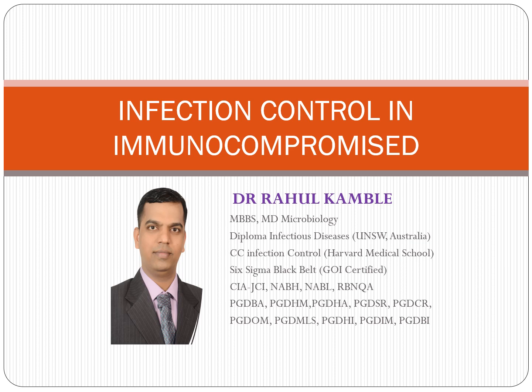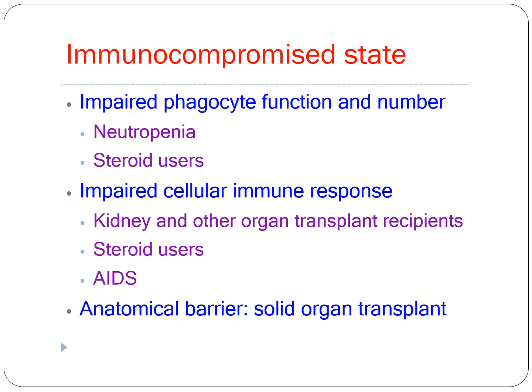Hello, let's learn about infection control and immunocompromised states. Immunocompromised states indicate impaired phagocytic function and number, as evidenced by neutropenia and steroid users, and then impaired cellular immune response, as evidenced by kidney and other organ transplant recipients, steroid users, and AIDS.